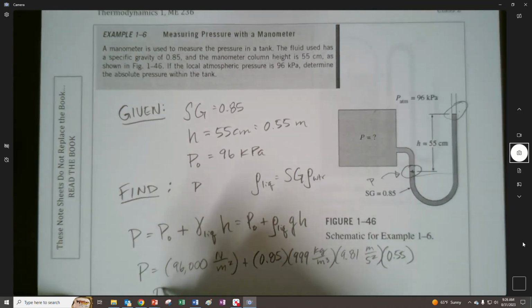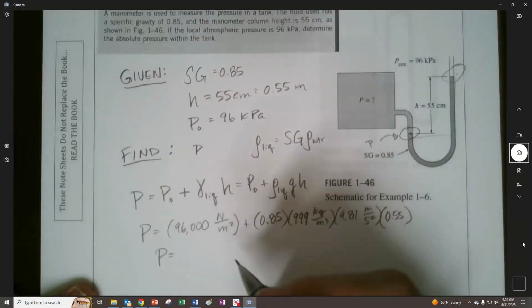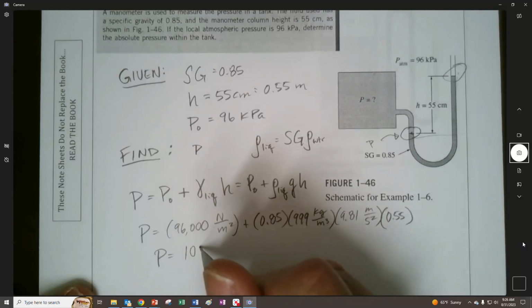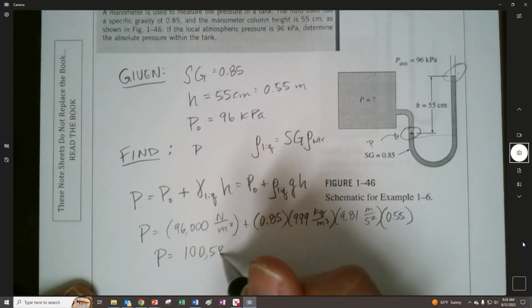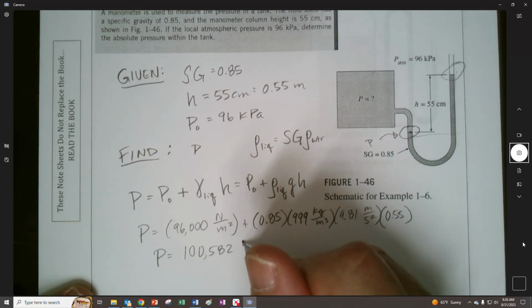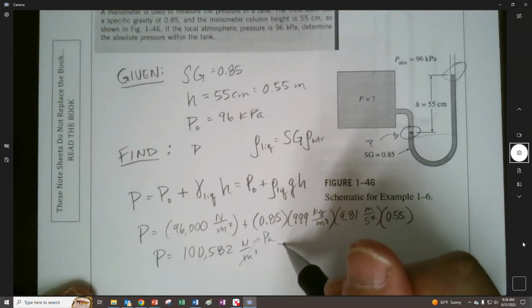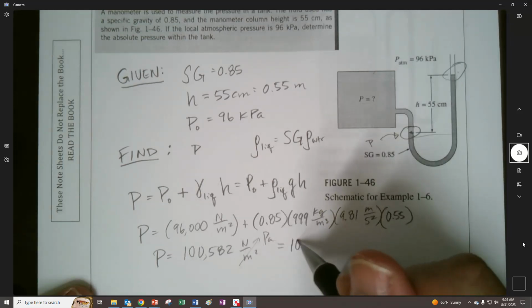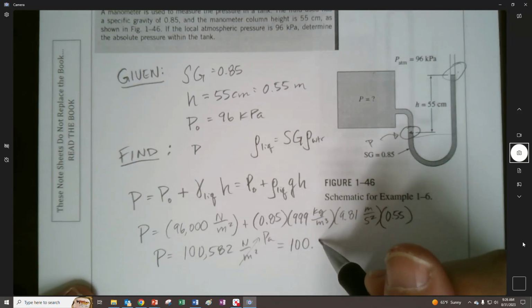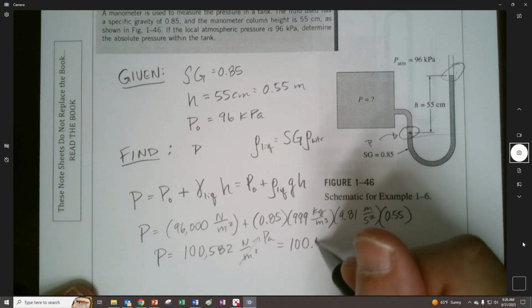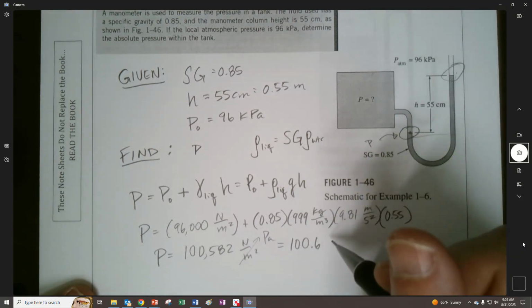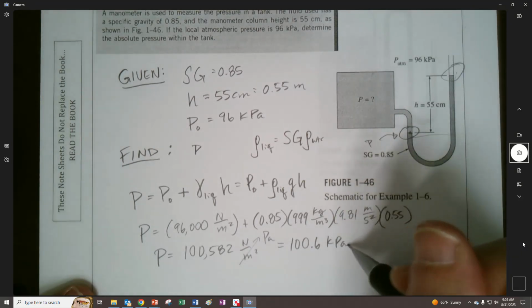And if you run all those things out, we get a P of 100,582. These are Newton per meter squared, which is the same thing as a Pascal. And so we might as well divide it by 1,000 because that's usually the thing to do. And we only need 4 sig figs. So let's go to 100.6 kilopascals.